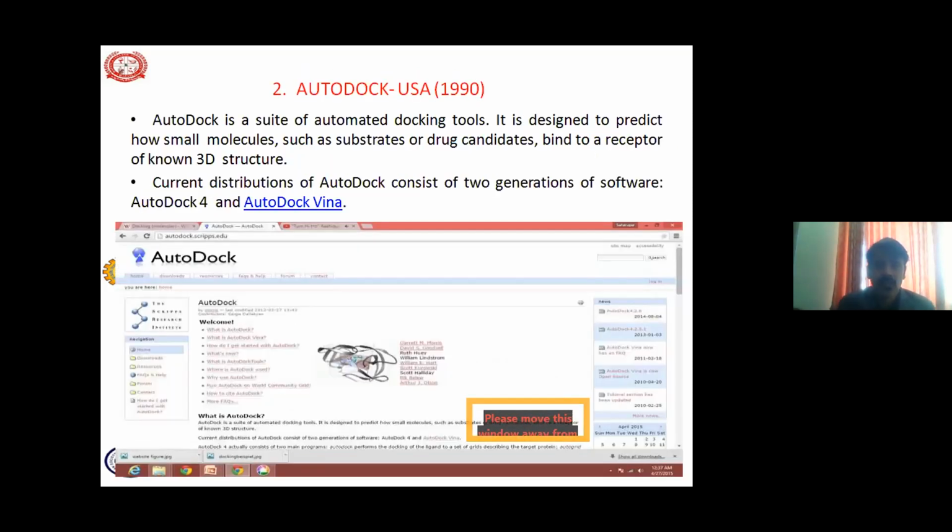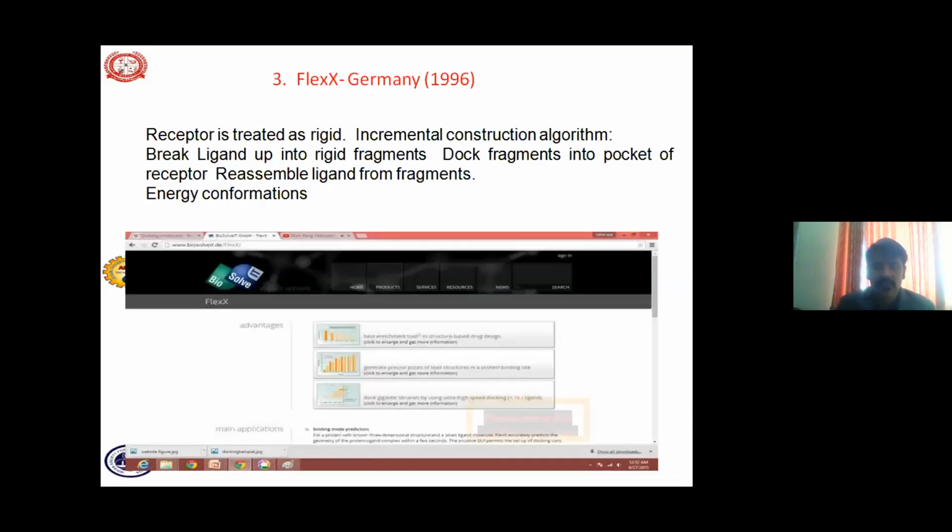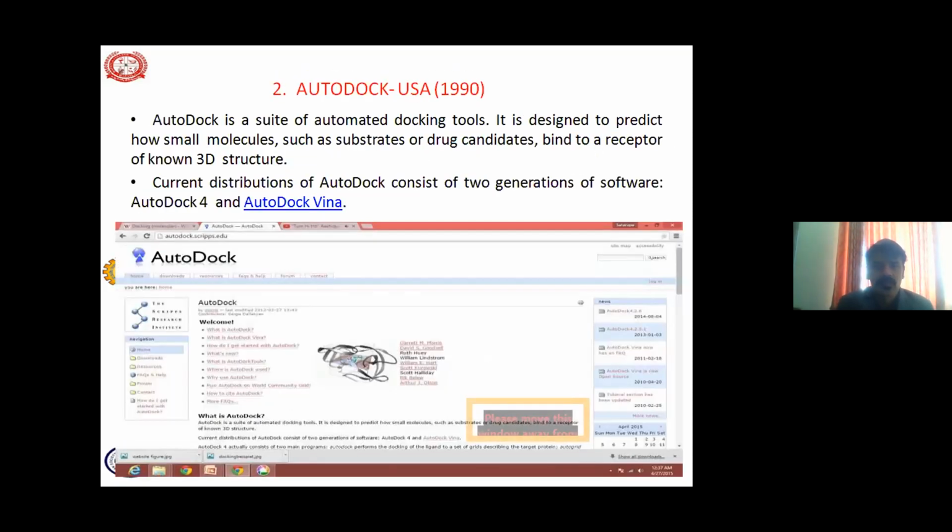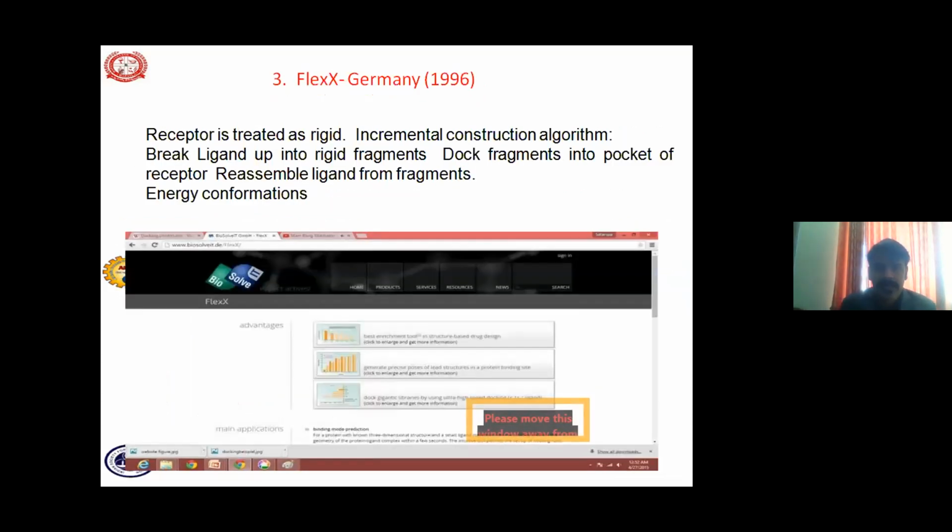So what is AutoDock? AutoDock is a basic software to dock small molecules, such as substrates or drug molecules, that bind to 3D structures. This is the website of AutoDock, autodock.scripps.edu. The next is FlexX, from BioSolveIT. Here rigid docking can be done. The receptor is treated as rigid, and they use an algorithm called the incremental construction algorithm. It breaks the ligand into fragments and then tries docking it. Whatever results come, they confirm with energy calculations.